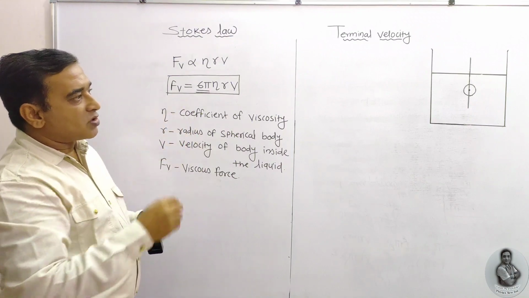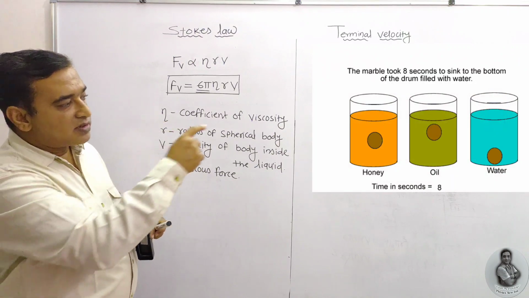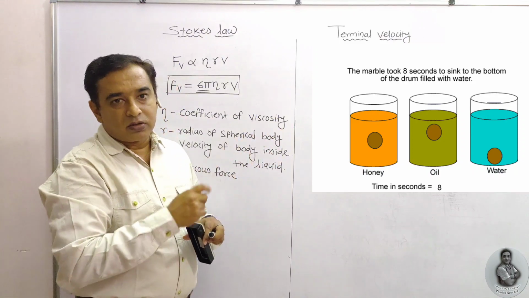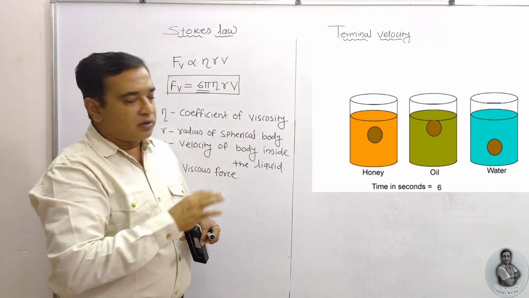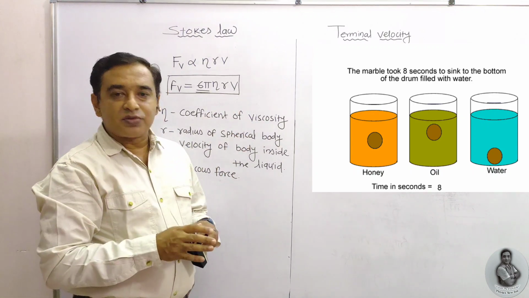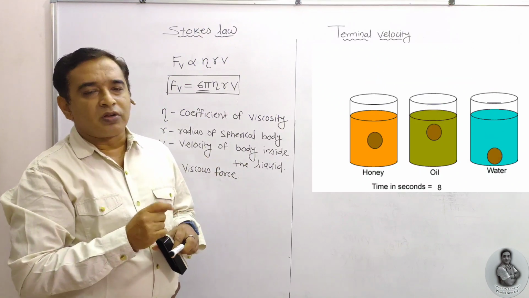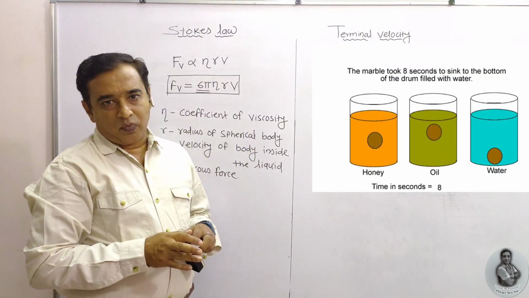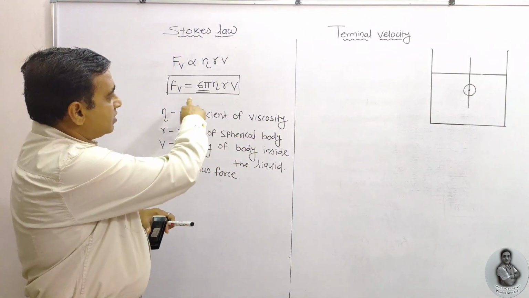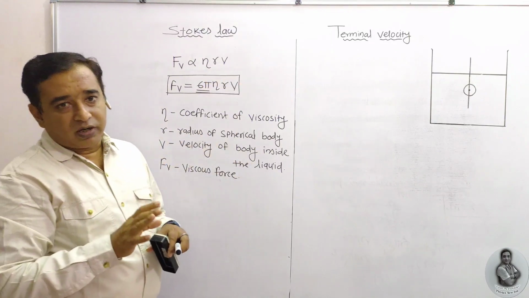What about the terminal velocity? For that, let us see the diagram. In this diagram, a spherical body is freely falling inside different liquids. One is water, another is oil, and the third one is honey. See how it goes. There are different velocities in three different liquids, which means it depends upon the viscosity of the liquid. Viscous force is this one. So this is the terminal velocity we need to calculate.